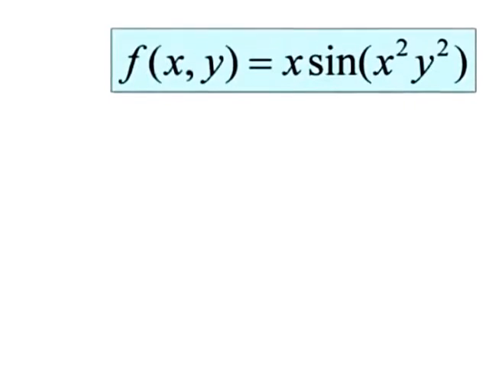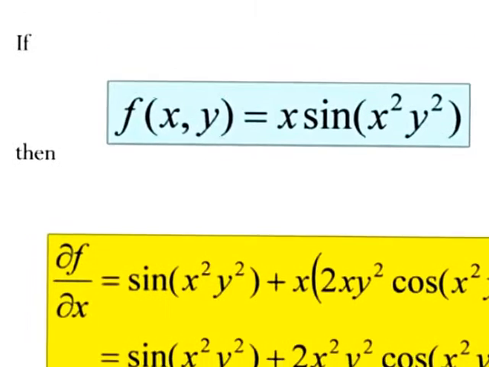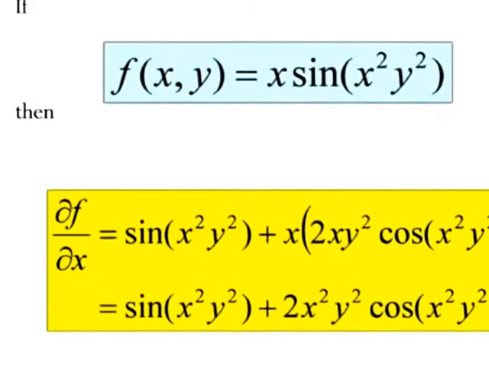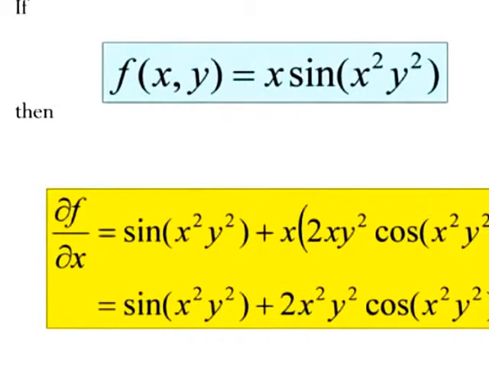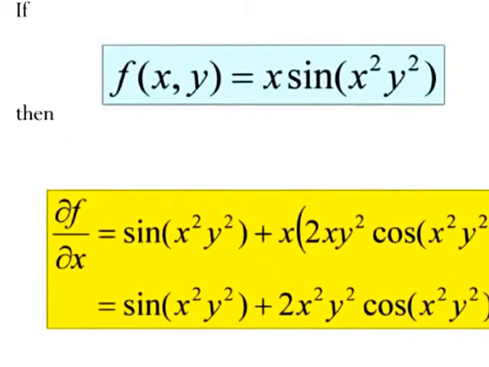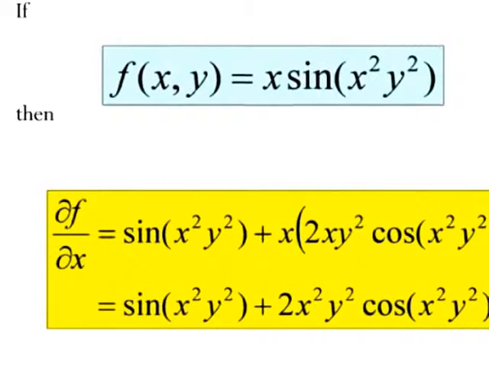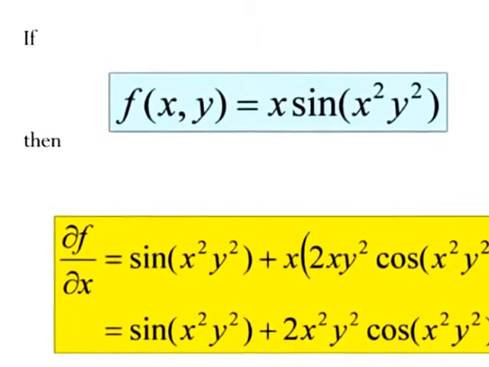And if f(x,y) is x sine x squared y squared, then using the product rule for differentiation, the partial derivative of f with respect to x is the derivative of x, which is 1, times sine x squared y squared, plus x times the derivative with respect to x of sine x squared y squared, which is 2xy squared cos x squared y squared, which when you put together is sine x squared y squared plus 2x squared y squared cos x squared y squared.